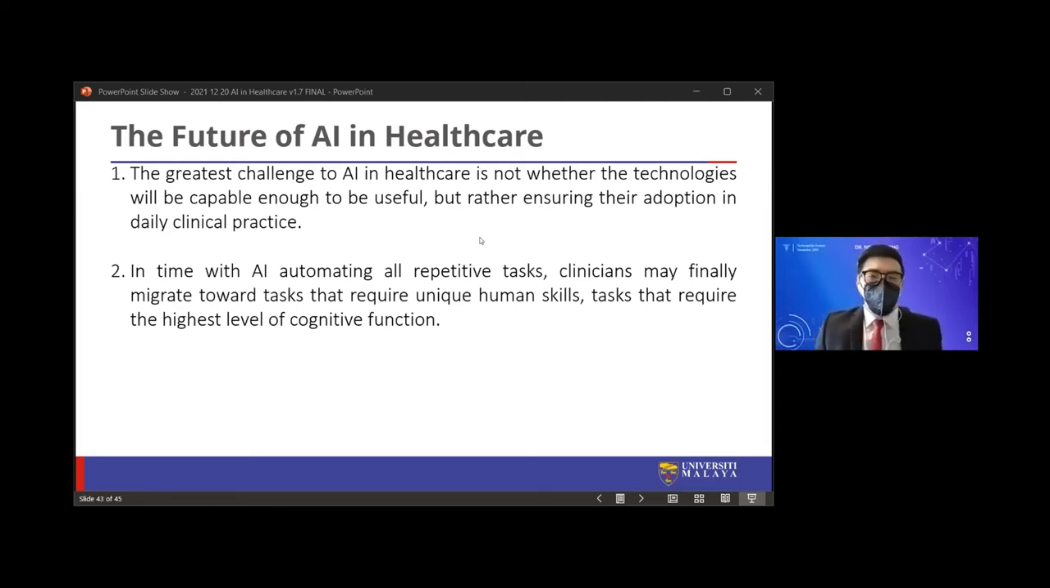Just to bring this all together, essentially, we feel that currently in Malaysia, the greatest challenge to AI in healthcare is not whether the technologies we have will be capable enough to be useful, because that's already proven in many other Western countries, but rather ensuring the adoption in our daily clinical practice. And in time, with AI being able to automate all our repetitive tasks, we may finally migrate towards tasks that require more unique human skills, tasks that require the highest level of cognitive function.